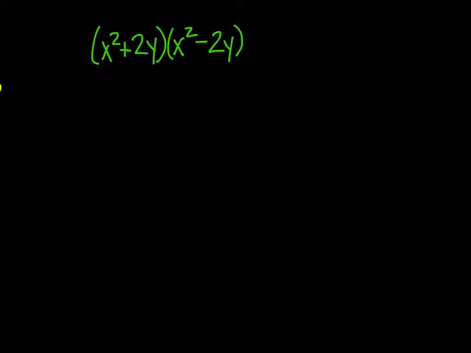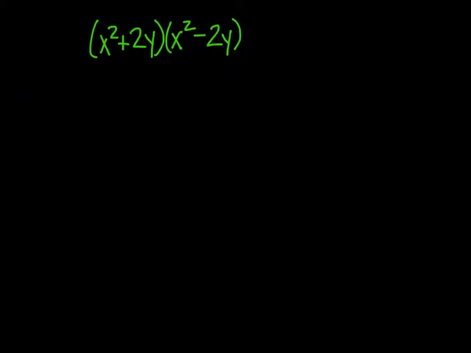So let's start out here. We have x squared plus 2y times x squared minus 2y. To start out with, x squared times x squared, that's x to the 4th. Then we're doing our outside terms, x squared times a negative 2y. Actually, I'm going to stop us right here. Let's make the roadmap first and see how this works.